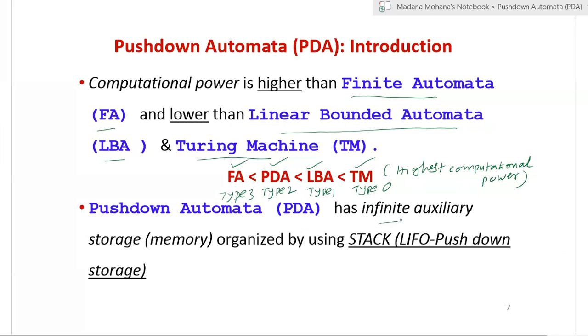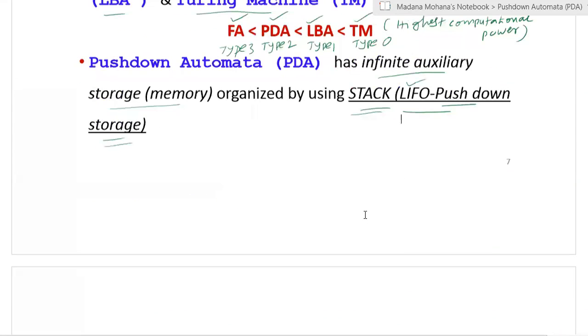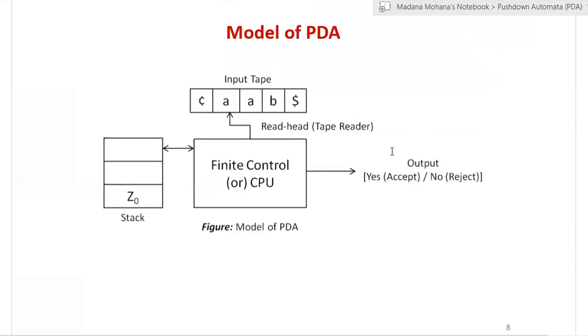So pushdown automaton has infinite auxiliary storage, called memory, that can be organized by using a stack. The stack principle is last in first out, which is also called pushdown storage. The difference between finite automaton and pushdown automaton is that in finite automaton we don't have storage, only partial storage. The tape acts as the storage, which is only temporary. But in PDA, it has infinite auxiliary storage. This can be organized using a stack with the principle last in first out, called pushdown storage. So that is the difference between finite automaton and pushdown automaton. In the model also, this stack is additionally added, remaining all are the same as finite automaton.